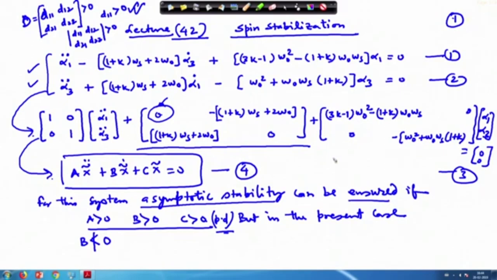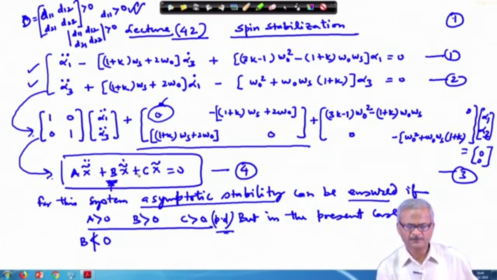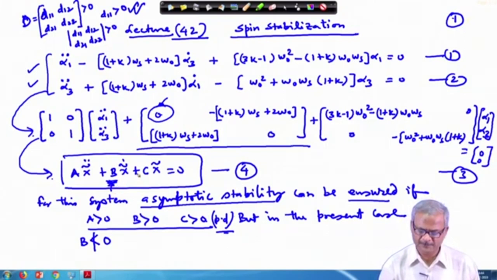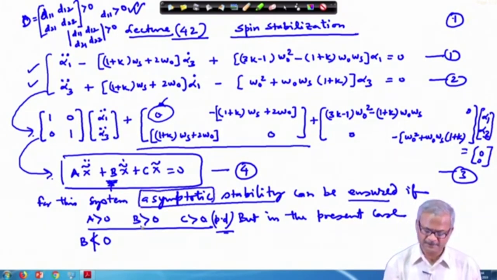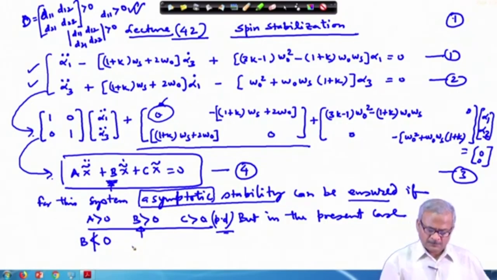However, this system can still be stabilized, because as I told you earlier, this term B here is not a damping term, rather it is a gyroscopic coupling term, and because of this the stability can be ensured, but not the asymptotic stability. For the asymptotic stability the strict requirement is that B should be greater than 0, which is not the case here. So, we continue discussing with this.